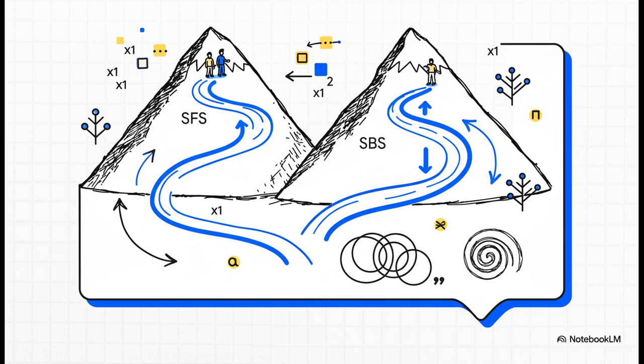Think of it like this. SFS is a climber starting at the bottom of a mountain, and it's only allowed to go up. SBS is another climber starting at the very top, and it's only allowed to go down. They might each find a nice peak from their direction, but they can never turn back to see if the other climber found an even higher one.